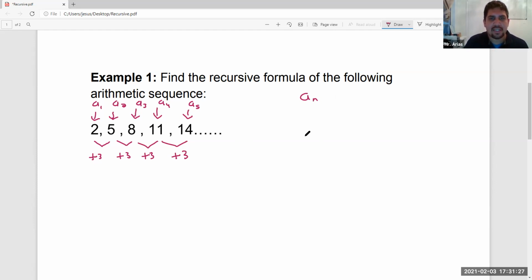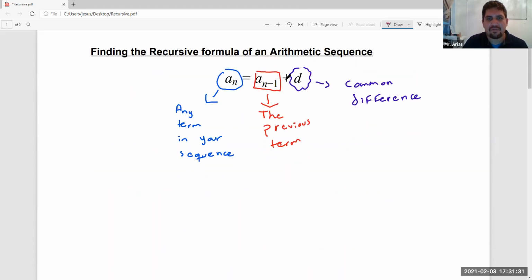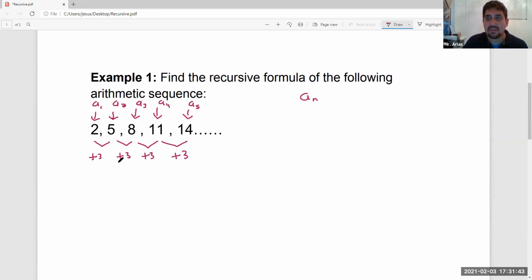Okay, that's it. So again, all we need here to come up with the recursive formula is to find just the value of the common difference. And then a sub n and a sub n -1 are going to just stay the same in that given final formula. So that being said, because we just found out that the common difference in this sequence is +3, that is the value of d. So this value that repeats across my sequence is the common difference, also known as d, the d variable in these problems.